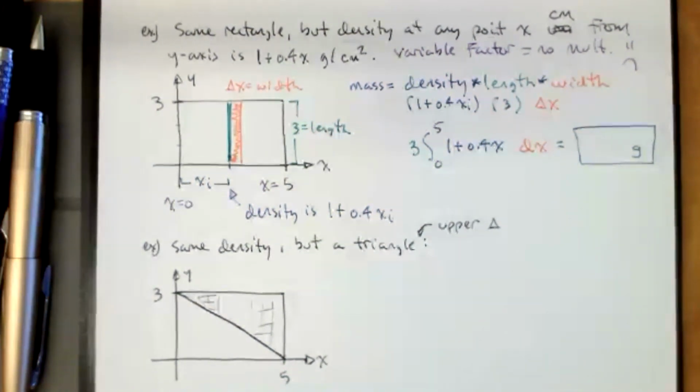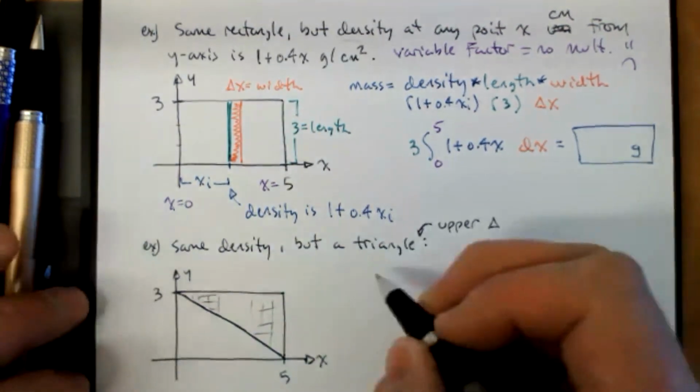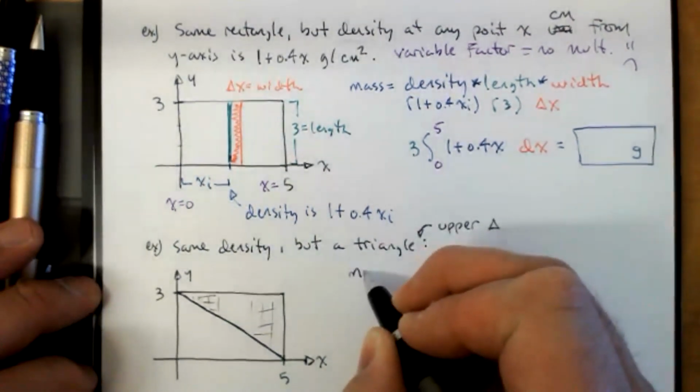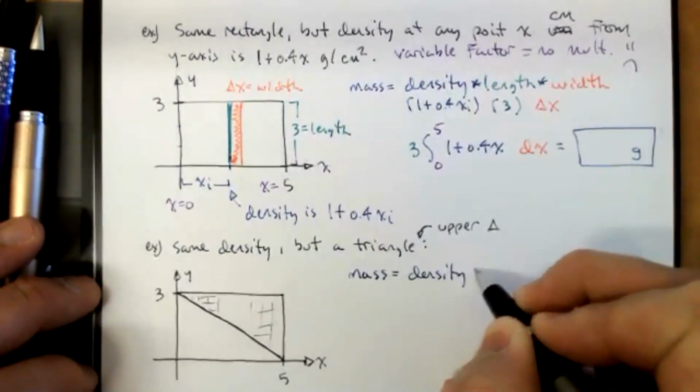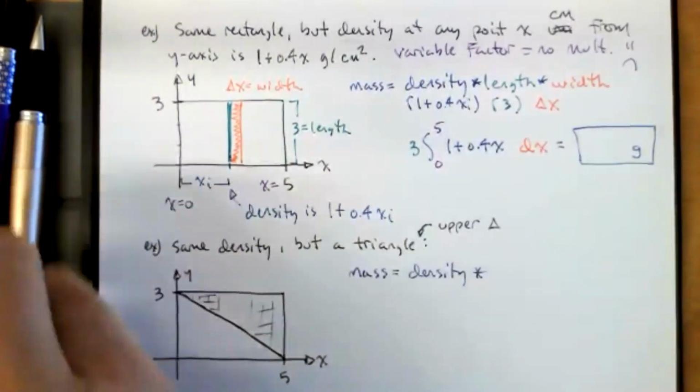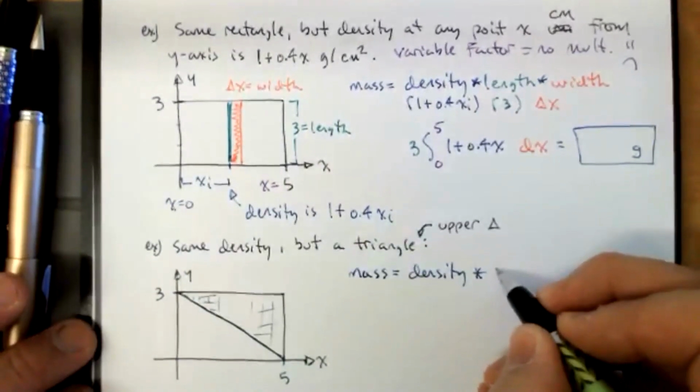We have to look at how the density is variable. The density is variable moving from left to right. But we're still going to calculate mass, which is density times area. And area is still going to be length times width.